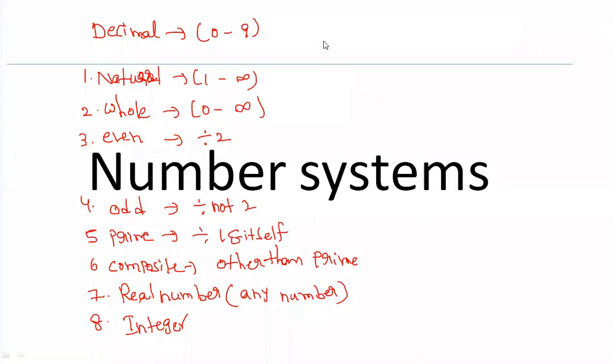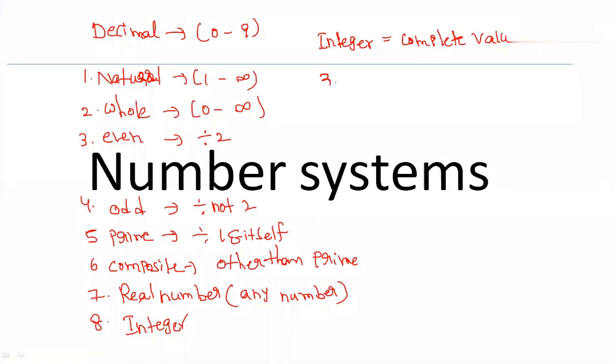Integer is nothing but a complete value. I'm writing out here. Try to understand. Integer is nothing but a complete value. What is a complete value? You should not have any decimal points in it. How many ever digits of number that is, you should be having a complete value.